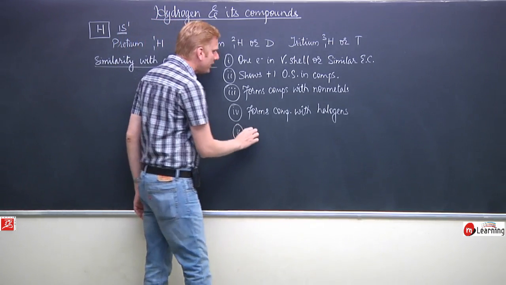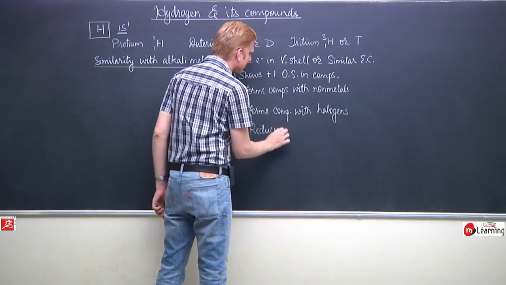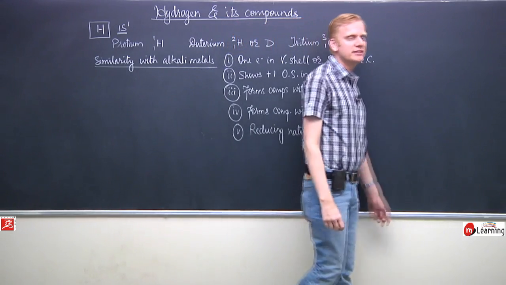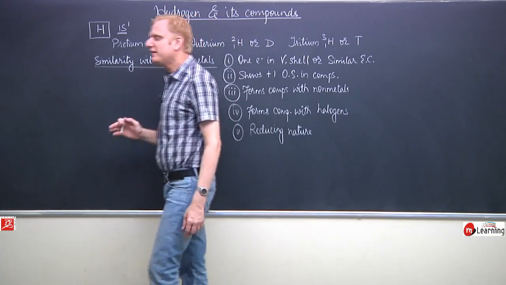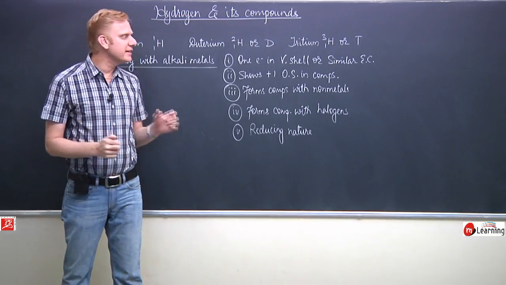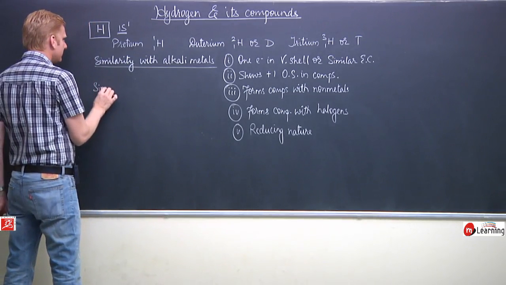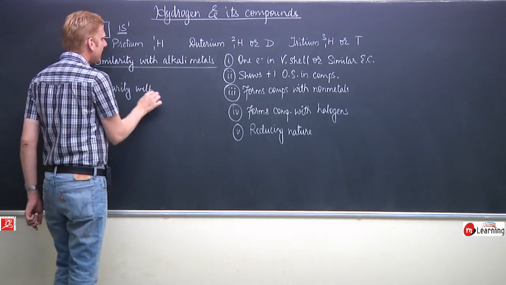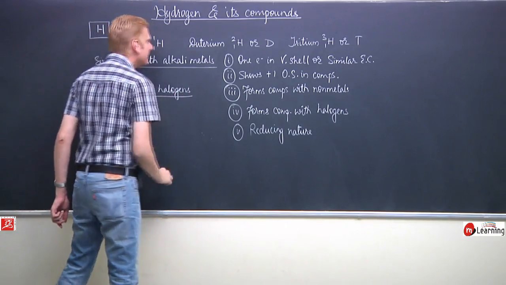We can also mention the property of reducing characteristic. Alkali metals have a strong reducing nature. Similar is hydrogen. It has a reducing nature. So these are some of the points where hydrogen resembles the alkali metals. But at the same time, we have similar points where hydrogen has resemblance with halogens. Similarity with halogens.